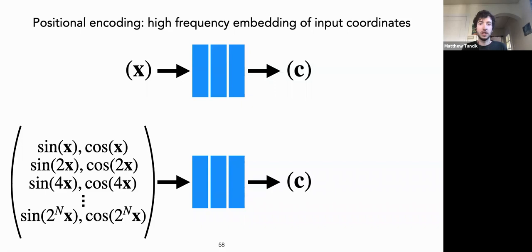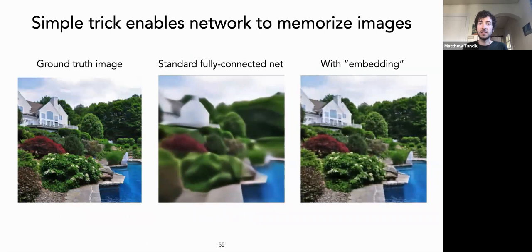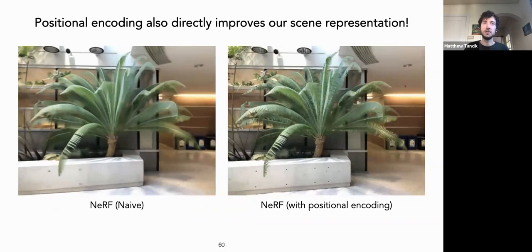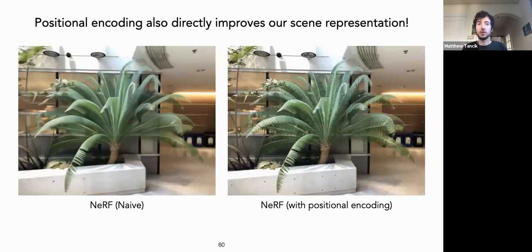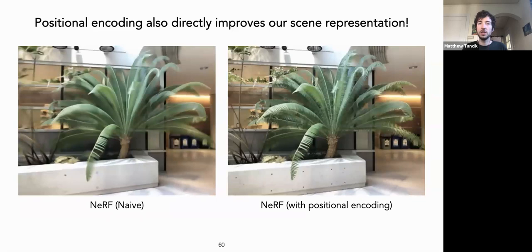However, we find that we can achieve higher frequency outputs just by mapping the input coordinates to a higher dimensional space by encoding them with a set of sinusoids with exponentially increasing frequency. When we apply this mapping to the same task, we can see that we're able to recover images that are much closer to the ground truth. So even though our real task is different than the simple function memorization, since we're indirectly supervising through a volume, we find that applying this to our 5D input coordinates really improves the results.